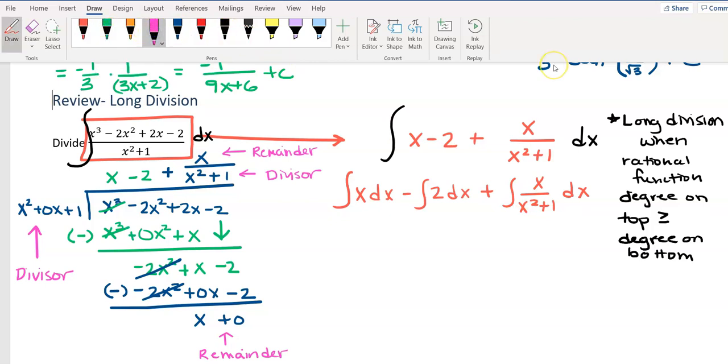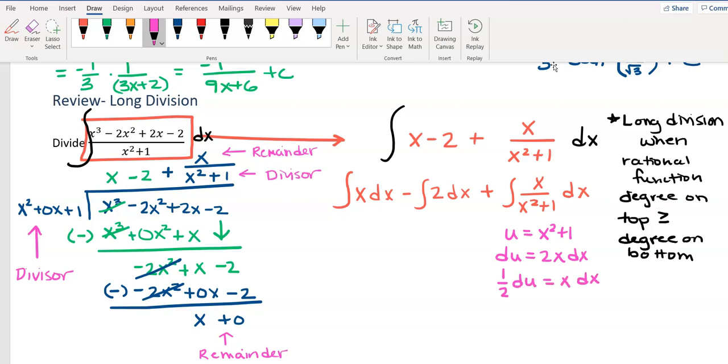So I'm going to take a moment and set my u equal to the denominator. So my u would be x squared plus 1. The derivative of that would be 2x dx. Notice we have an x and a dx already in our integrand. So we're just going to move that 2 over with it becoming a 1/2 on the other side.